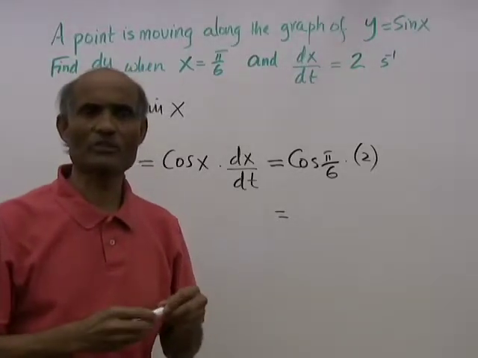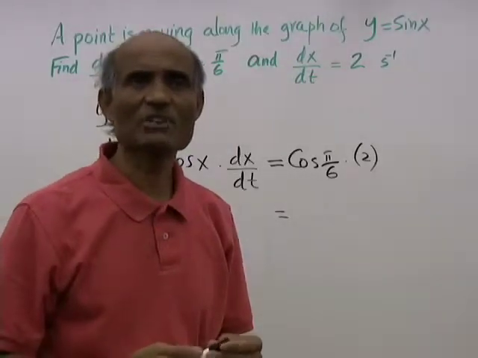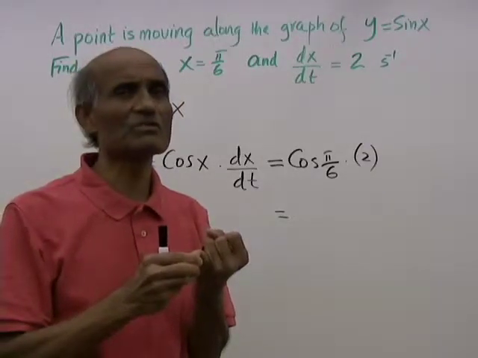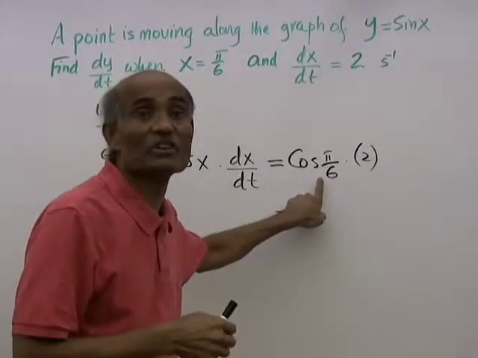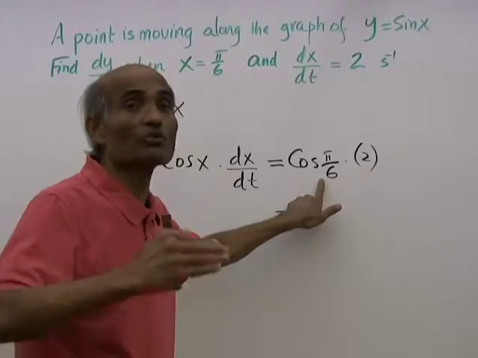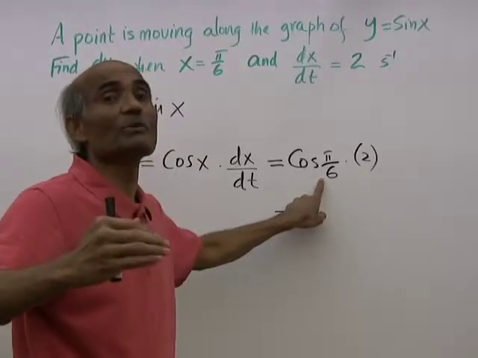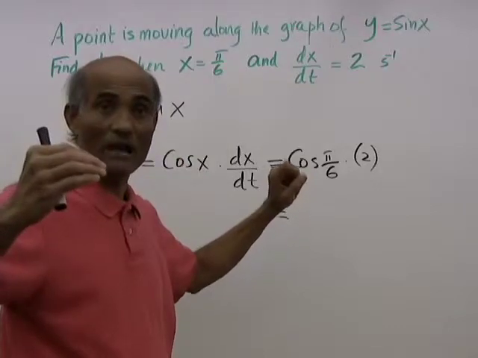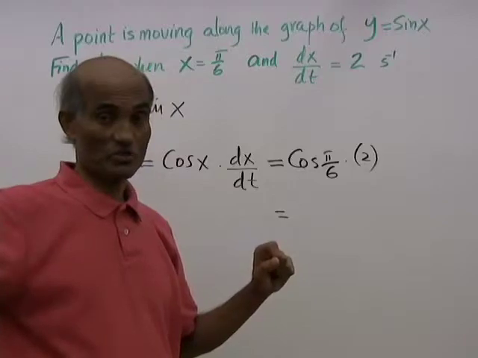Cos pi by 6. Well, several times, in fact, last lesson we talked about it. Cos of 0 is 1. Cos of pi by 6, 30 degrees, is square root 3 over 2. Cos of pi by 4, 45 degrees, is square root 2 over 2. Cos of pi by 3, 60 degrees, is 1/2. Cos of pi by 2 is 0.